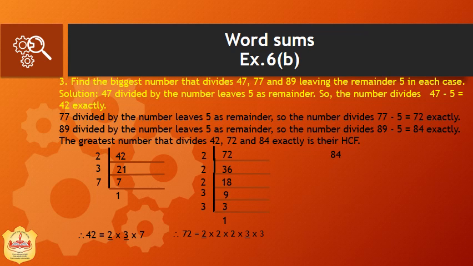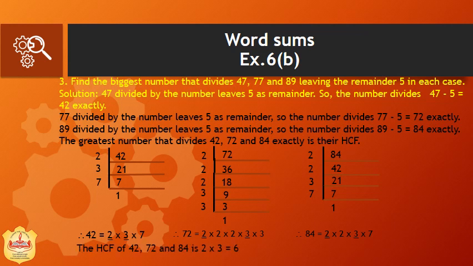Now let's see the third number, which is 84. 84 is an even number, so it can be divided by 2. So when we divide 84 by 2, we get 42 as a quotient. Again 42 is an even number, so let us divide it by 2. And what do we get as quotient? We get 21 as quotient. Now 21 is an odd number, so let us divide it by 3. And what do we get? We get 7 as quotient. Now we will divide 7 by 7 to get 1 as quotient. What are the factors of 84? 2 multiplied by 2 multiplied by 3 multiplied by 7.